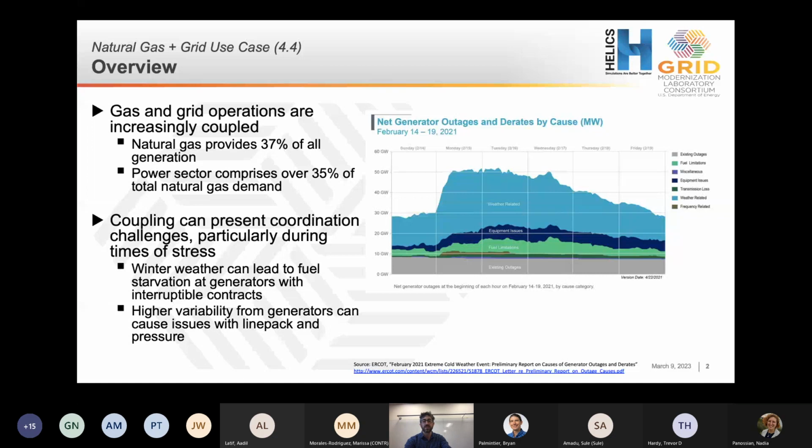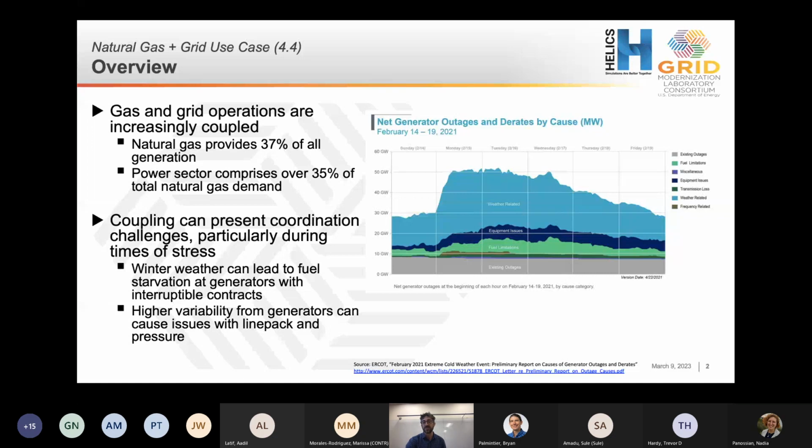We also see issues with variability in generators. So gas plants tend to ramp up and down, but the gas network doesn't operate as quickly as the power system does. It responds more on the order of minutes or hours, whereas the electric network responds in seconds or below. And so getting those two systems to align can pose challenges.